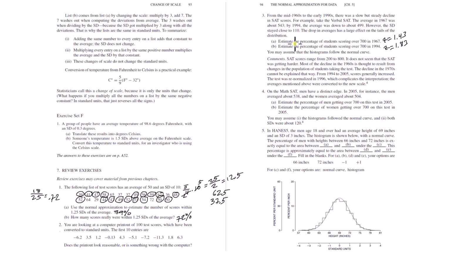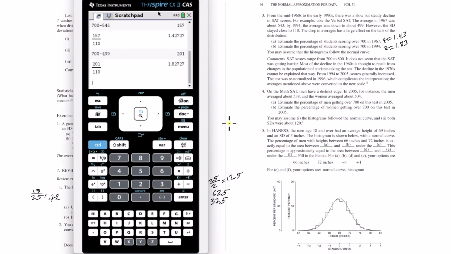So what percentage of students scored over 700 in 1967? Well, what percentile is this? And then we'll take 100 minus the percentile, right? So what percentage of students scored lower than 700 in 1967? Well, we're not going to do that, but just pointing that out. You could think about it that way. If you find out what percentile 700 was in 1967, then just take 100 minus that.